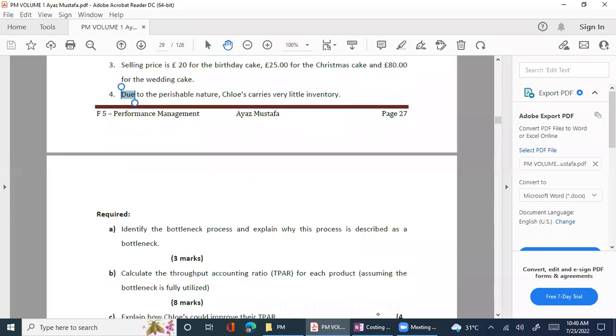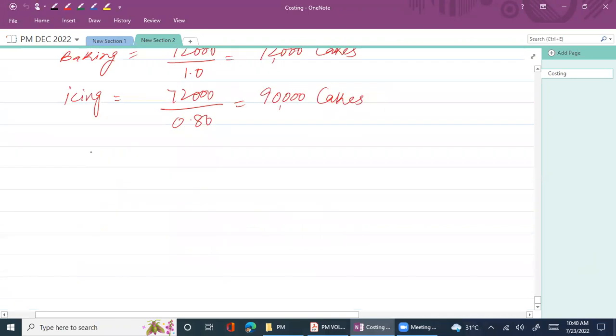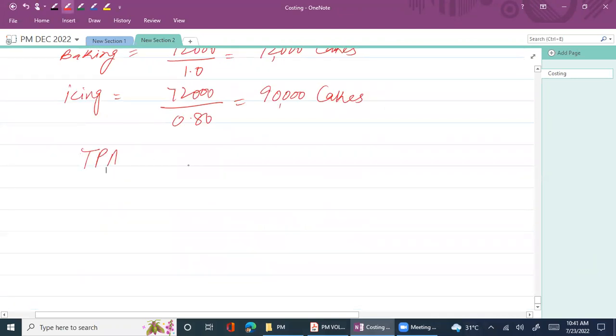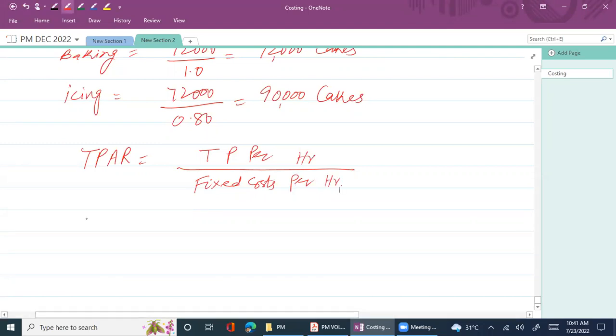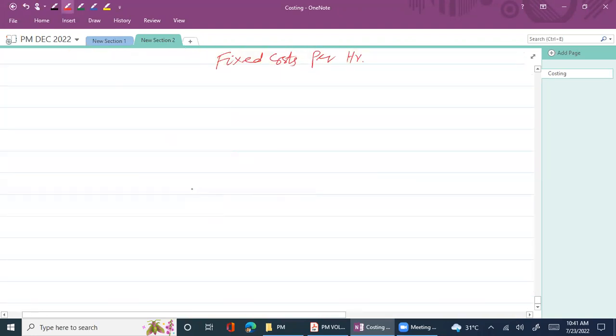Then calculate the throughput accounting ratio. As far as the throughput accounting ratio is concerned, you might remember that it is very simple: throughput per hour divided by fixed cost per hour. Now, we need these two calculations for birthday cake, wedding cake, and Christmas cake. So before moving further, I will show the working here. This is the birthday cake, wedding cake, and Christmas cake.